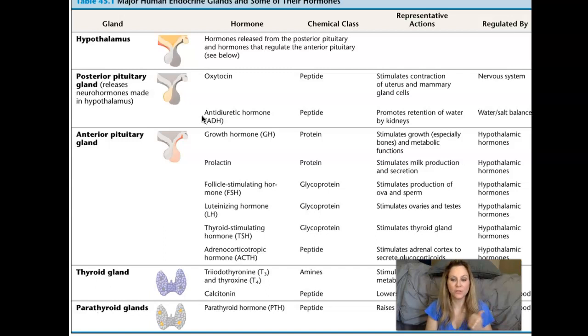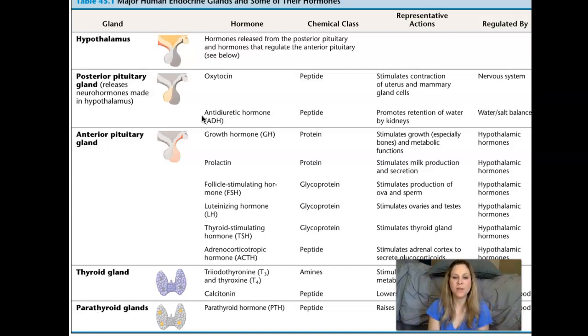Antidiuretic hormone is going to do the exact opposite. It's going to keep blood volume high, it's going to reduce urination, and it's going to make sure that there is enough blood being provided to the organs by increasing blood pressure. So if there's anything that you need to remember about antidiuretic hormone, it's pee less, blood pressure more.